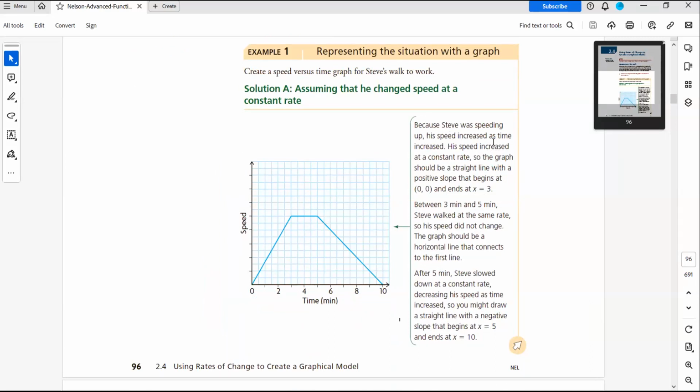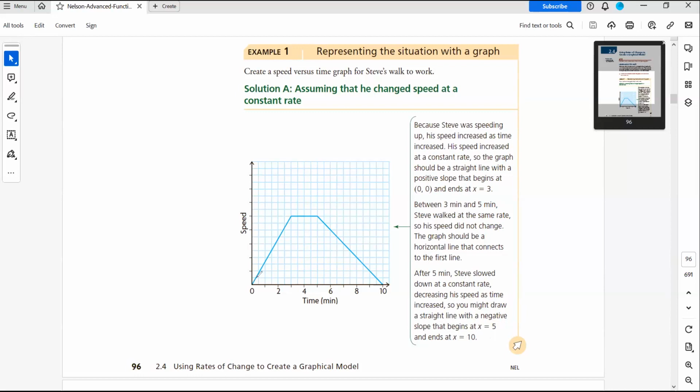Because Steve was speeding up, his speed is increasing as time increased. His speed increased at a constant rate, so the graph should be a straight line with a positive slope that begins at 0, 0 and ends at x equals 3. Between 3 minutes and 5 minutes, Steve walked at the same rate, so his speed didn't change. The graph should be a horizontal line that connects to the first line. After 5 minutes, Steve slowed down at a constant rate, decreasing his speed as time increased, so you might draw a straight line with a negative slope that begins at x equals 5 and ends at x equals 10.